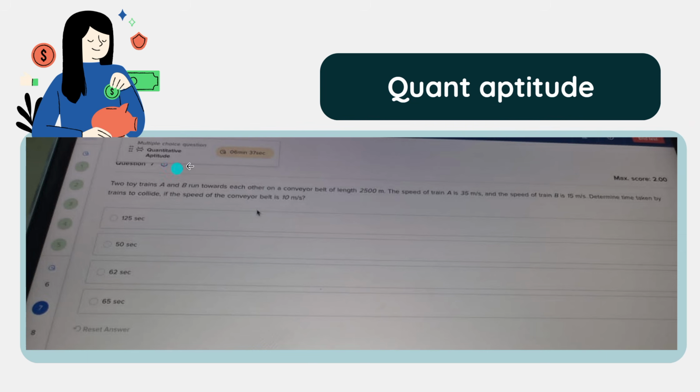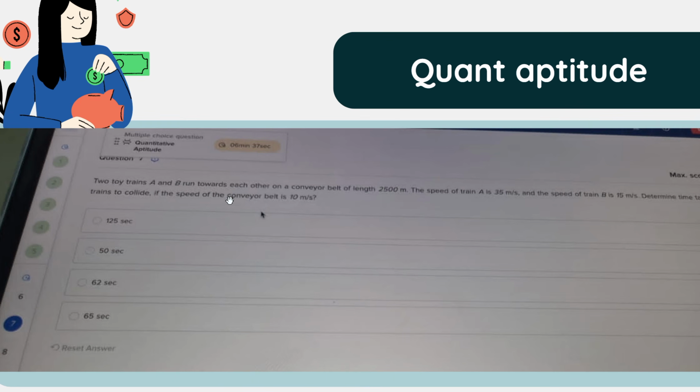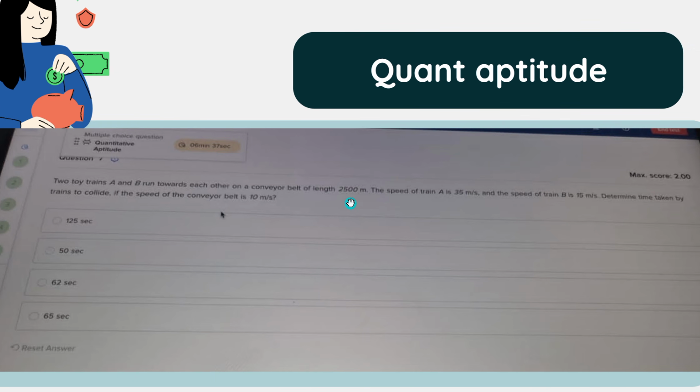7th question from the quant aptitude. Two toy trains A and B run towards each other on a conveyor belt of length 2500 meters. If the speed of train A is 35 meters per second and the speed of train B is 15 meters per second, determine the time taken by the trains to collide if the speed of the conveyor belt is 10 meters per second. The max score is 2 marks and time is running out, so you should be very careful with these questions because you are lacking time over here. These are the given options.